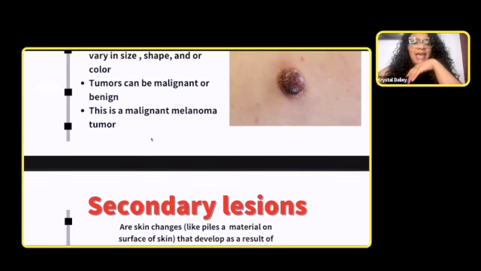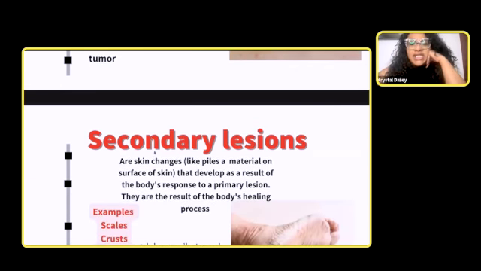A secondary lesion is a skin change, such as piles of material on the surface of the skin. And I have a picture of that. So I'm giving you a little example of what kind of skin changes could you possibly be talking about, Crystal, that develop as the result of the body's response to a primary lesion. It is usually a part of the body's healing process.